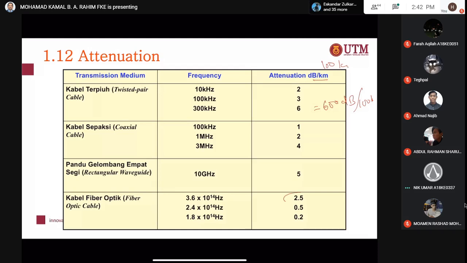Okay, optics is okay. Microwave, waveguide, it does not really have it in kilometers. We say that 5 dB in that particular application, for example.